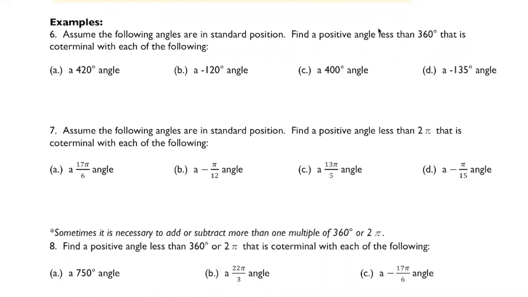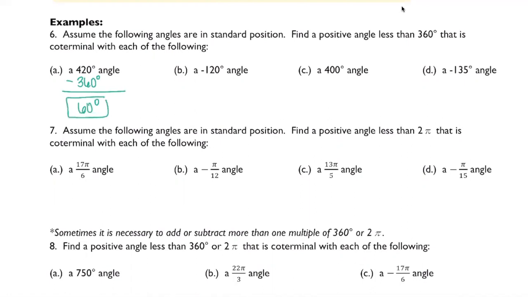So number 6 says, assume the following angles are in standard position. Find a positive angle less than 360 that is coterminal with each of the following. So we either need to add 360 or subtract 360 to get it to a number that's between 0 and 360. So the first one says a 420-degree angle. Well, that's bigger than 360. So we're going to subtract 360 from that, and we get 60 degrees. And that is less than 360. So that is our coterminal angle.